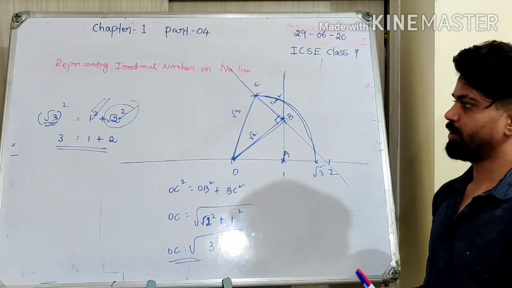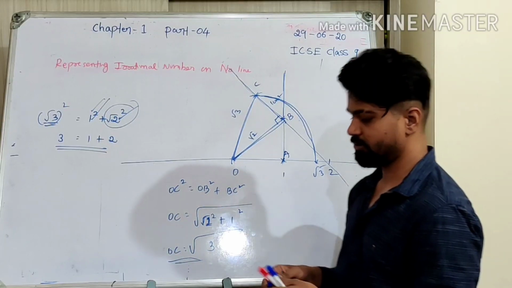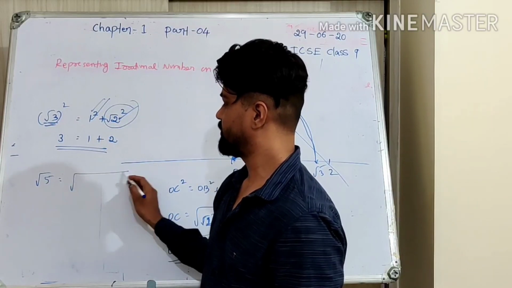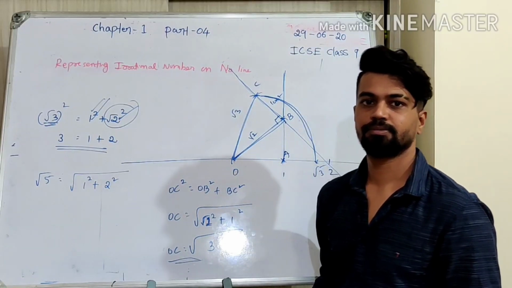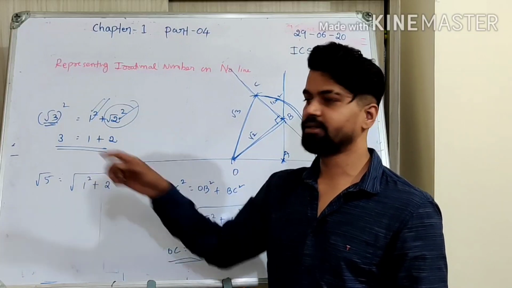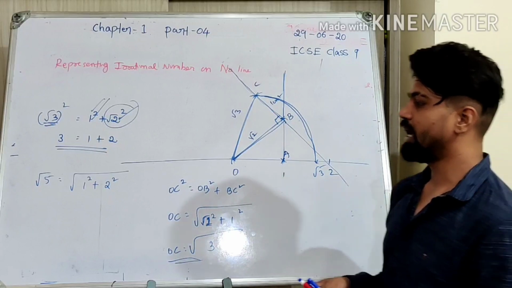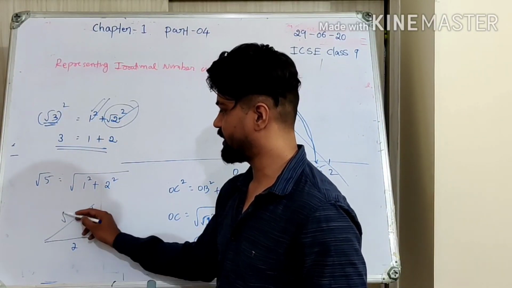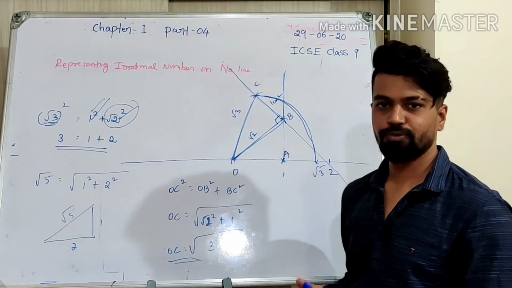Okay. Now any guesses what you will do for root 5? What combination do we need? 1 square plus 2 square. 2 square is 4, 1 square is 1, and 4 plus 1 is 5. So the root of that is what we want. To get root 5, you will have a right angle triangle with one side 2 and the other side 1. When you take the square root of that, with the Pythagoras theorem, the hypotenuse will become root 5.